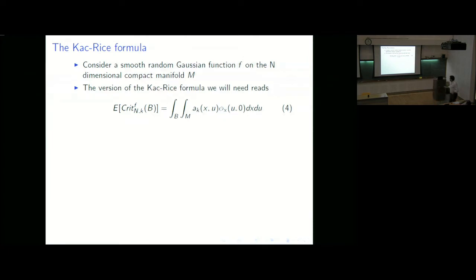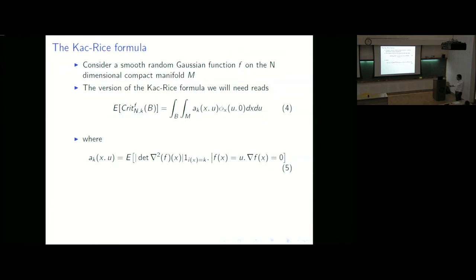So this is given by the following integral that I will now describe. It's an integral on B, a subset of R, over the values u. And then an integral on the manifold: you have this dx on the manifold, and you integrate two things. The first thing here, this A_k, is the expectation of the absolute value of the determinant of the Hessian at x, times the indicator function of the fact that the index of the Hessian is k, conditioned on the value of f being u, which is what you integrate here, and on the fact that f is critical.